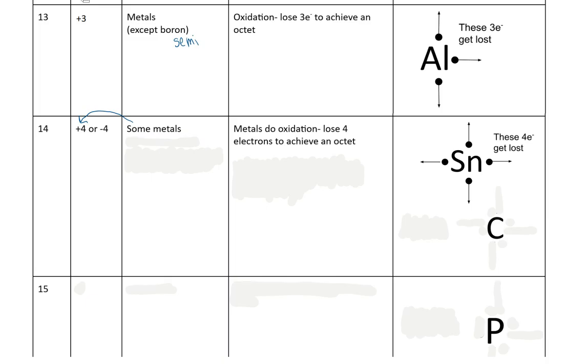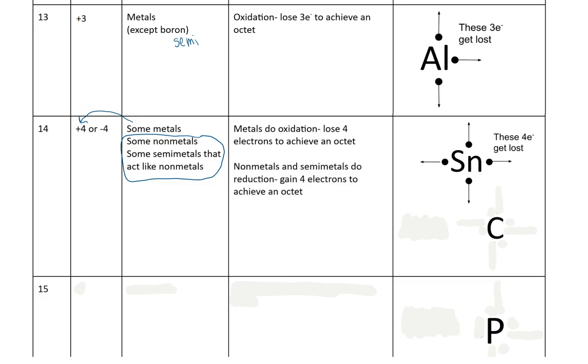Now, the other thing that can happen in that group is we have some nonmetals, and then there are a few tricky semimetals. Semimetals act like nonmetals. So if you see a semimetal, except for stupid boron the moron, semimetals pretend to be nonmetals, okay? So we're going to kind of lump these nonmetals and semimetals together. They're all going to do the same thing. We know that nonmetals gain electrons. Okay, so nonmetals and then the semimetals, copy them, all do reduction. They gain electrons, and that's how they achieve their octet.